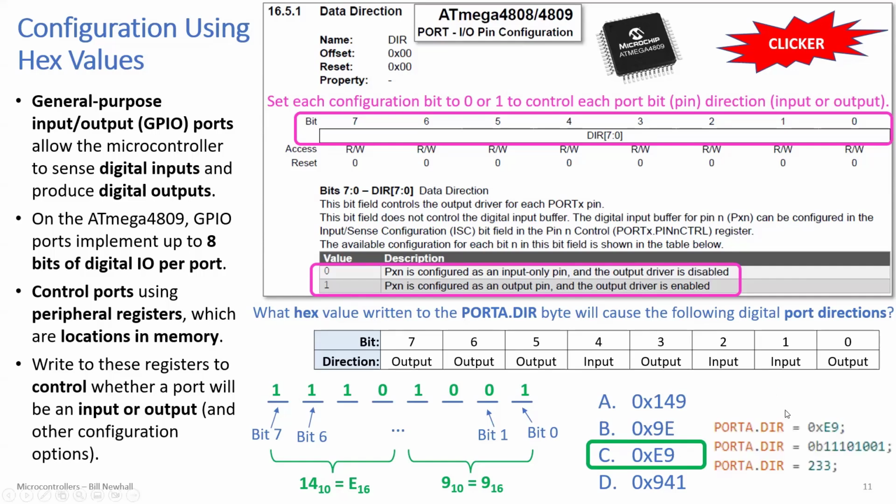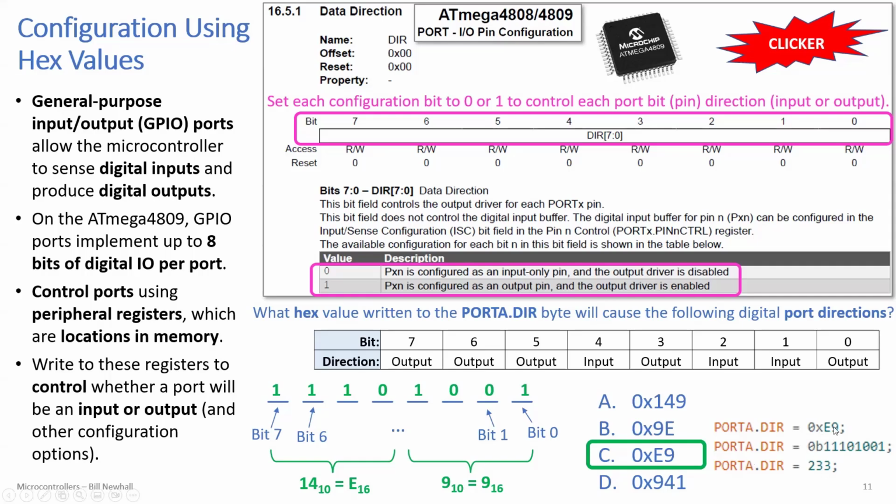Now, in the Arduino code, you could say port A.dir equals E9, like I said here. You could also express it directly in binary in this compiler. So you could write out the whole value, which is just more digits, right? Or you could even specify the value in decimal. So this value 11101001 is 233 in decimal.